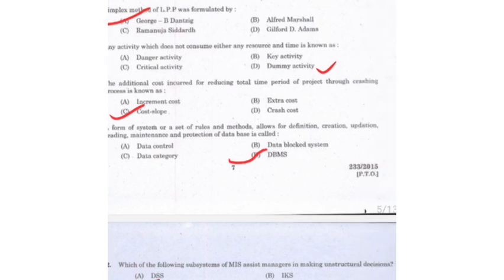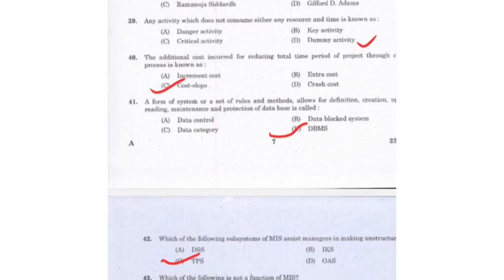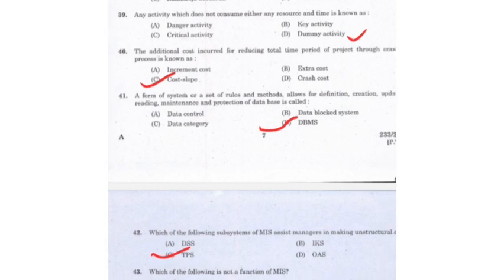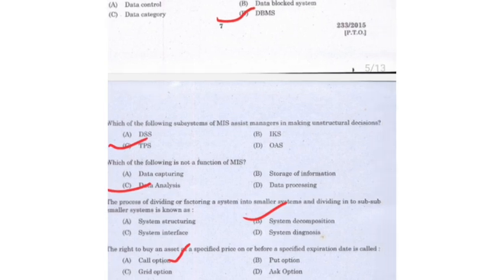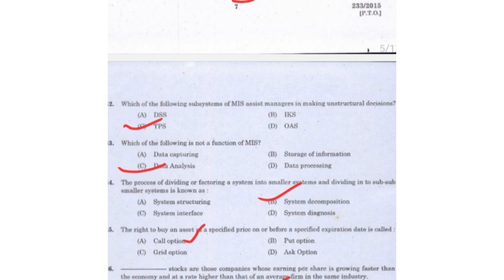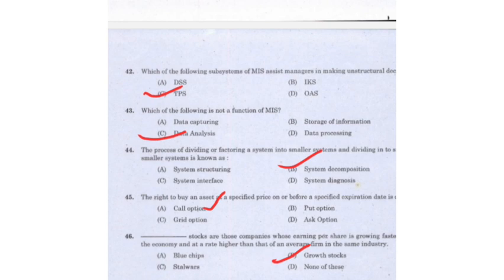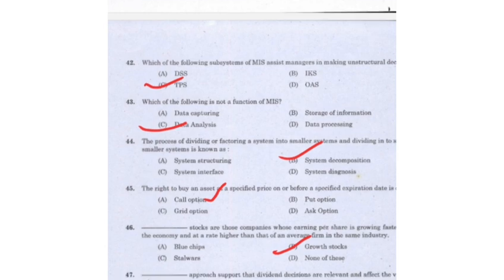A form of system or a set of rules and methods allows for definition, creation, updation, reading, maintenance, and protection of database is called data control, data block system, data category, and DBMS. And here the answer is DBMS. And the next question, which of the following subsystems of MIS assist managers in making unstructured decisions? And here the correct answer is TPS, Transaction Processing System. And which of the following is not a function of MIS? Data capturing, storage of information, data analysis, and data processing. Data analysis is not a function of MIS.